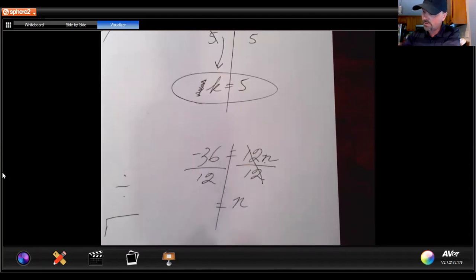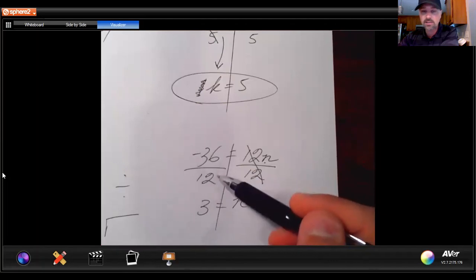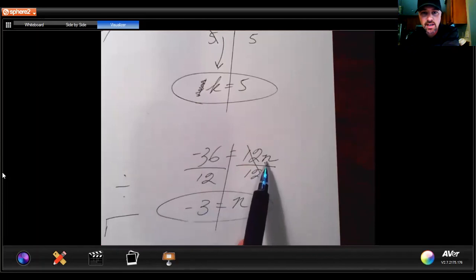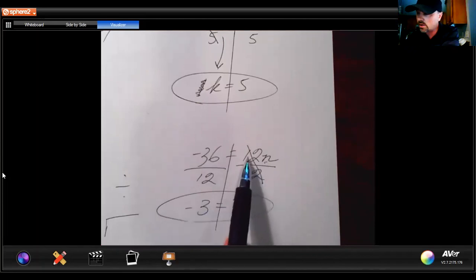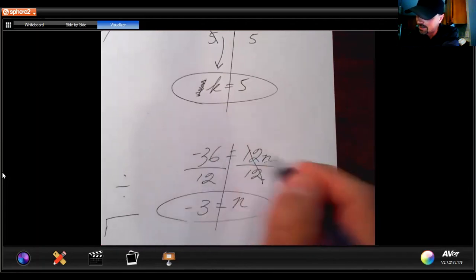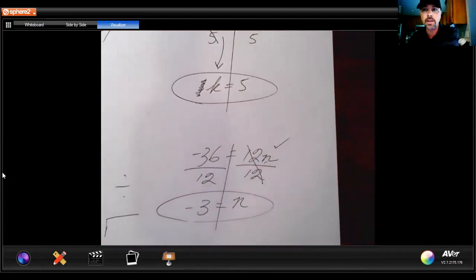36 divided by 12 is 3, and a negative divided by a positive. Think back to your rules. When it comes to multiply and divide, different signs always give you a negative answer. So n is equal to negative 3. Let's check our work. We're saying this is negative 3. 12 times negative 3 equals negative 36. That is true. So I know I got it correct.